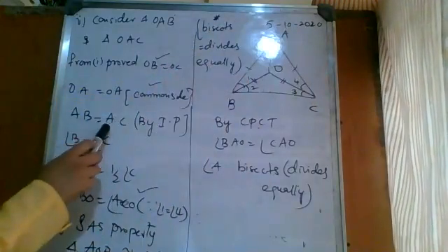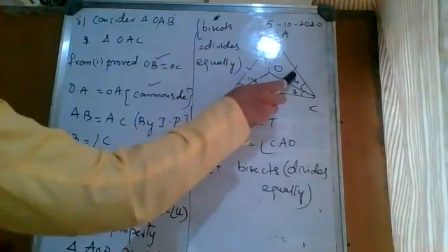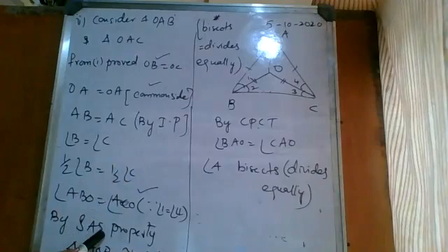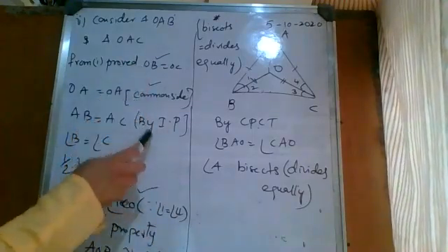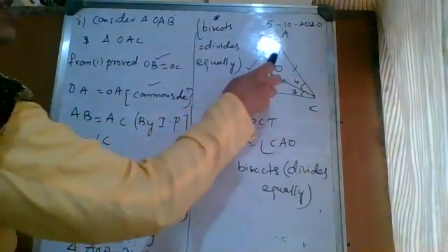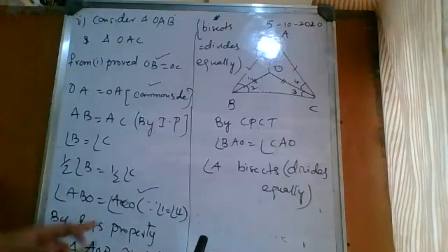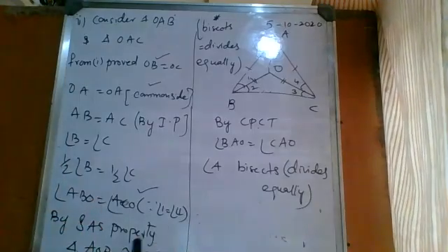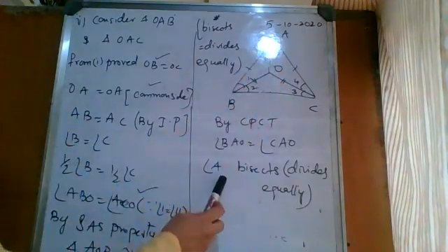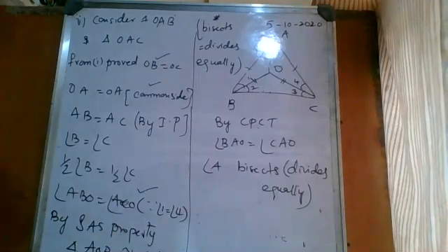Here itself, we can say by the SSS property, or we can take half of these two angles also. These two angles are also equal. You can take either SAS property or SSS property, since this side is equal to this side is equal to this side, and this is a common side. Therefore, by CPCT, these two angles are equal. If the angles are equal, what can we say? Angle A bisects equally. It divides equally.